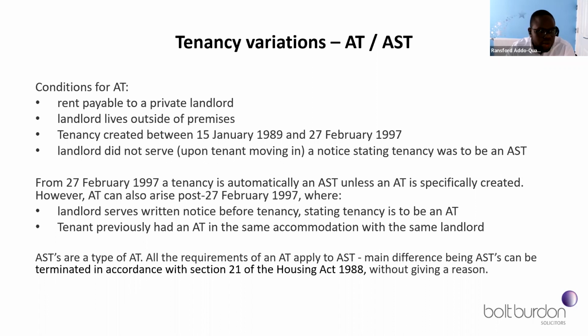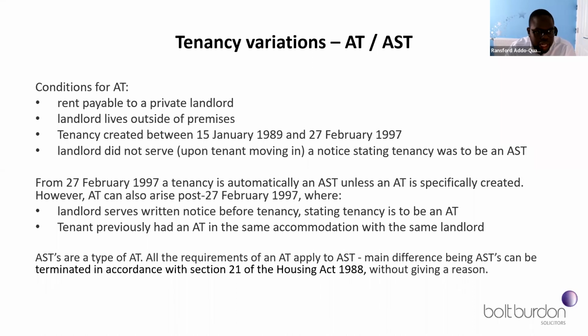And the next point, where the landlord does not serve a notice stating the tenancy must be an AST and it falls within that time, then it's an assured tenancy like we've just discussed. Post February 97, almost all tenancies are assured shorthold tenancies, unless, like we say, a notice was served specifically stating that the tenancy is to be an assured tenancy. The landlord serves written notice before, like we've just discussed, and the tenant previously had an assured tenancy in the same accommodation with the landlord. That's actually quite rare to have. It's not something that happens these days.